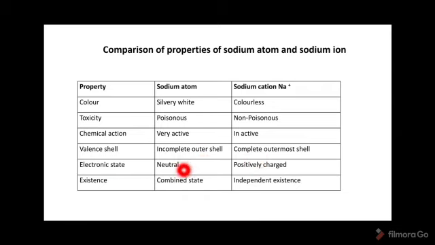Electronic state: an atom is always neutral. Sodium cation carries 1 unit of positive charge, so it's positively charged. Existence: sodium atoms exist in a combined state. Sodium cations exist independently.